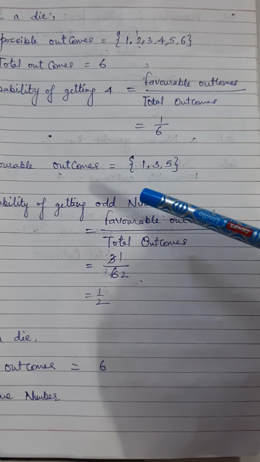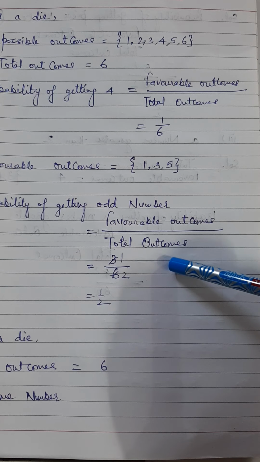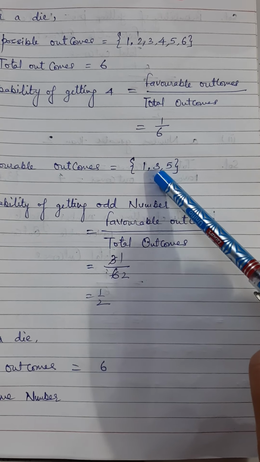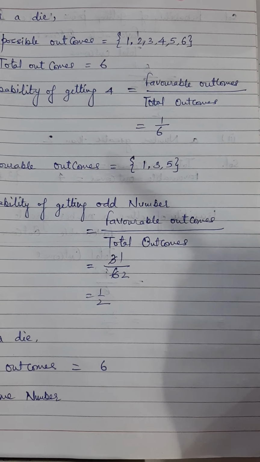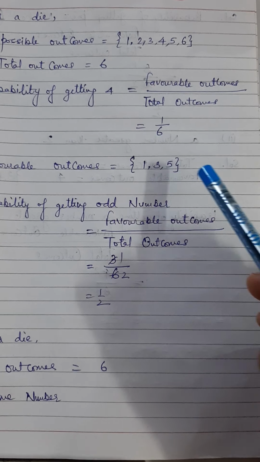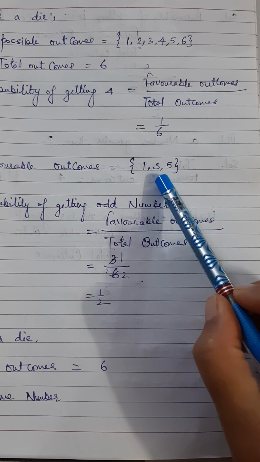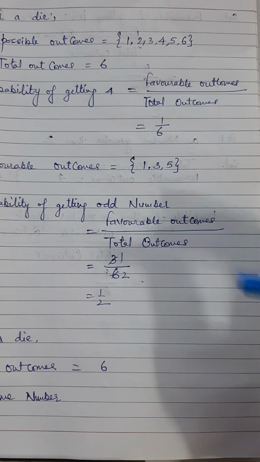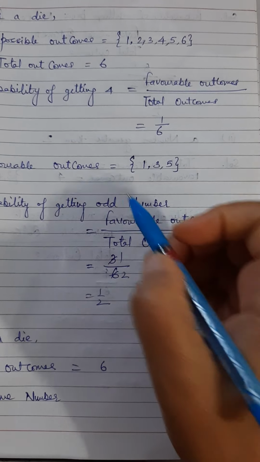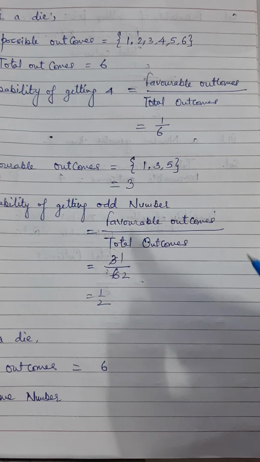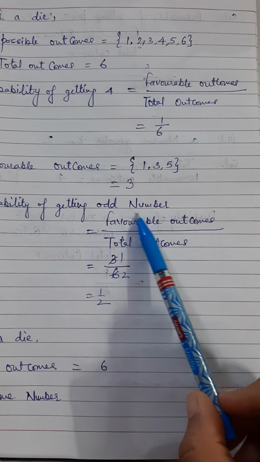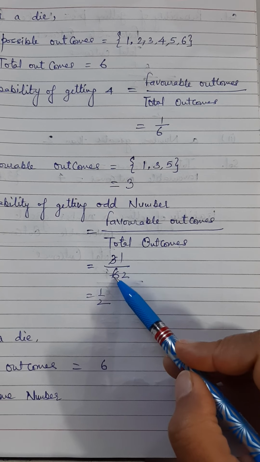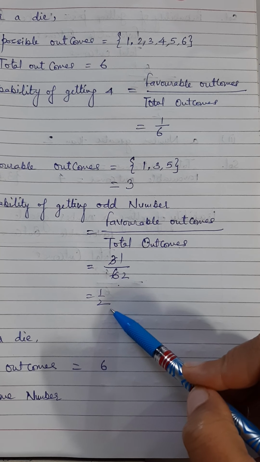Now the second part of it. In the second part, we have to find the probability of getting an odd number, right? In rolling a dice, we can get 3 odd numbers, 1, 3 and 5. So favorable outcomes are 3. Probability of getting an odd number is favorable upon total outcomes, so it is 3 upon 6. We can cut 3 and 6 by 3. So 1 upon 2 is the answer.